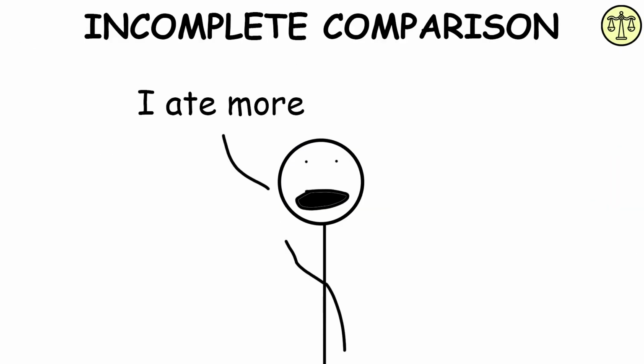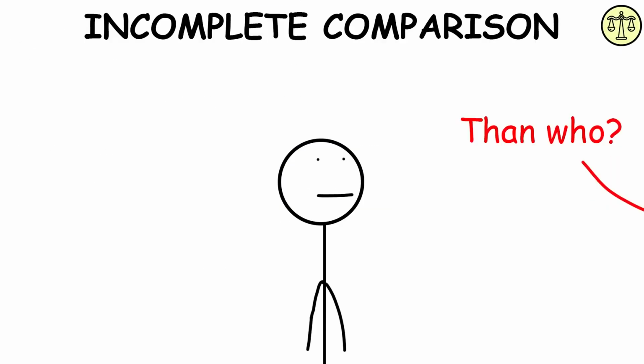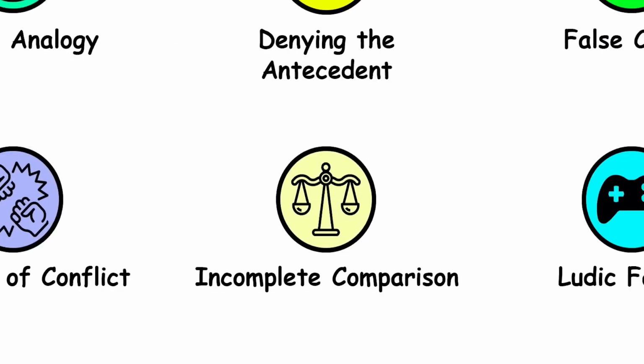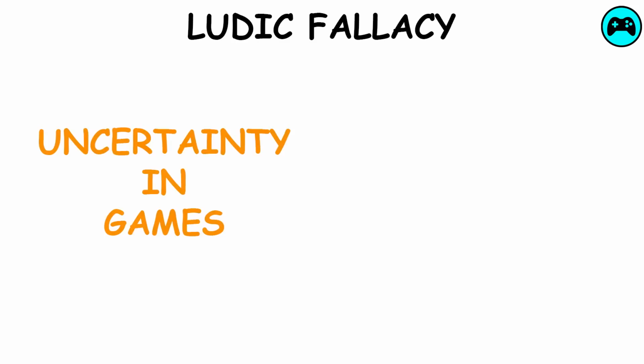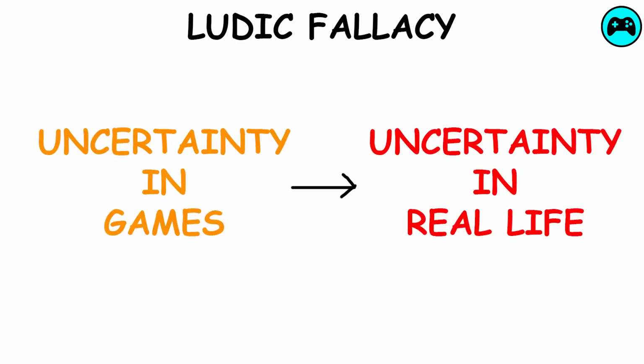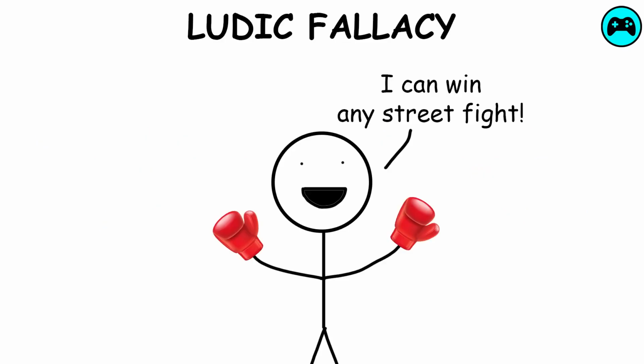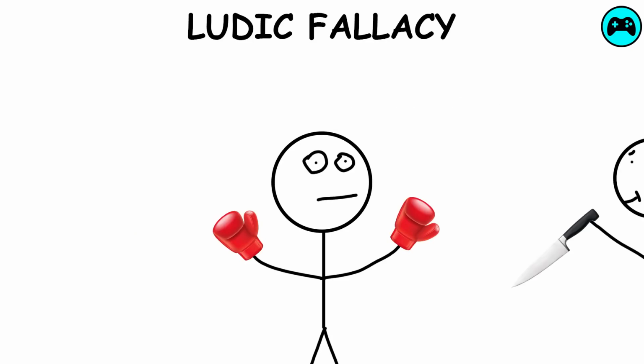Incomplete comparison. It's a misleading argument popular in advertising. Since the assertion is incomplete, it cannot be refuted. Ludic fallacy. It's a term used to describe how people mistake the kind of uncertainty found in games for the kind of uncertainty found in real life. For example, organized competitive fighting trains the athlete to focus on the game and, in order not to dissipate his concentration, to ignore the possibility of what is not specifically allowed by the rules.